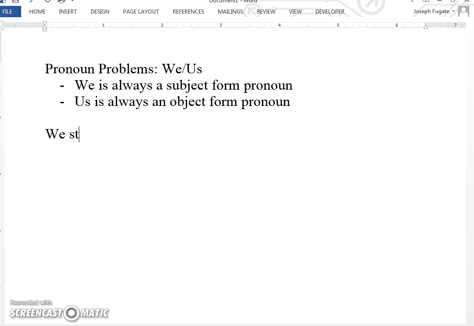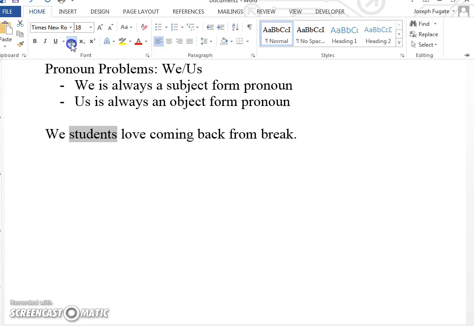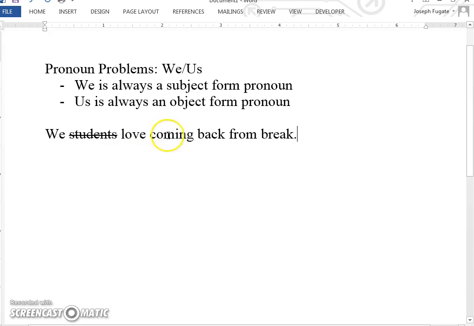For example, we students love coming back from break. The word students helps define who we in the sentence is. It can make it sound a little awkward because you don't always hear this sort of thing in common everyday speech. One of the things as a writer to check to see if you've done it correctly is to ignore that noun. So if I just ignore that noun for a minute and I just say, we love coming back from break, then I'm able to use my natural English speaking abilities that I've learned for the 12 or 13 years of my life to check to see if that's right.